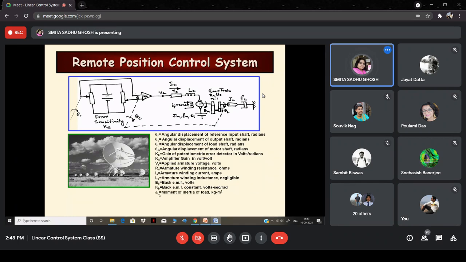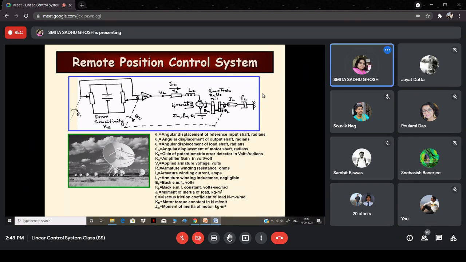Next we have JL. JL is the moment of inertia of the load in kg meter square. Next we have FL, which is the viscous friction coefficient of the load, in Newton meter second per radian, right? And we also have Km, K suffix capital M, which is known as the motor torque constant, in Newton meter per volt.